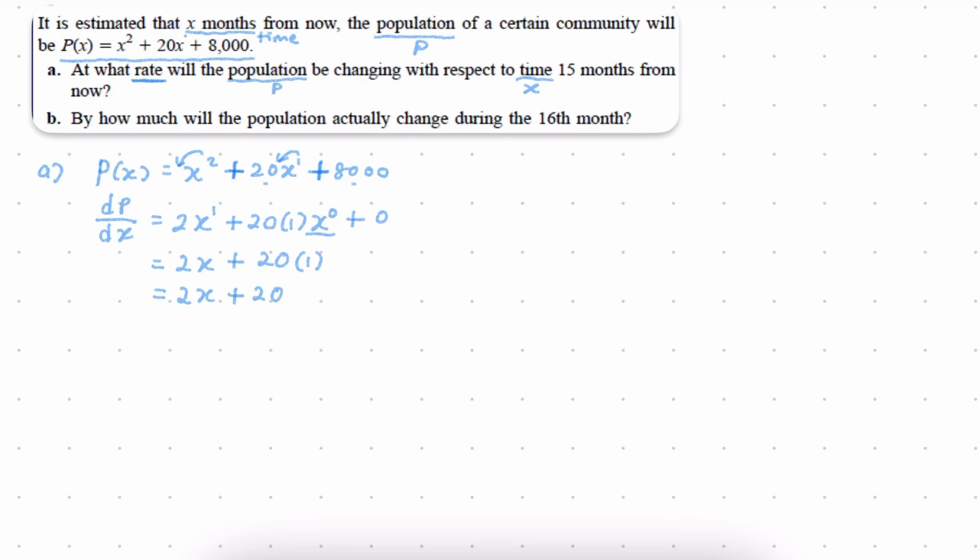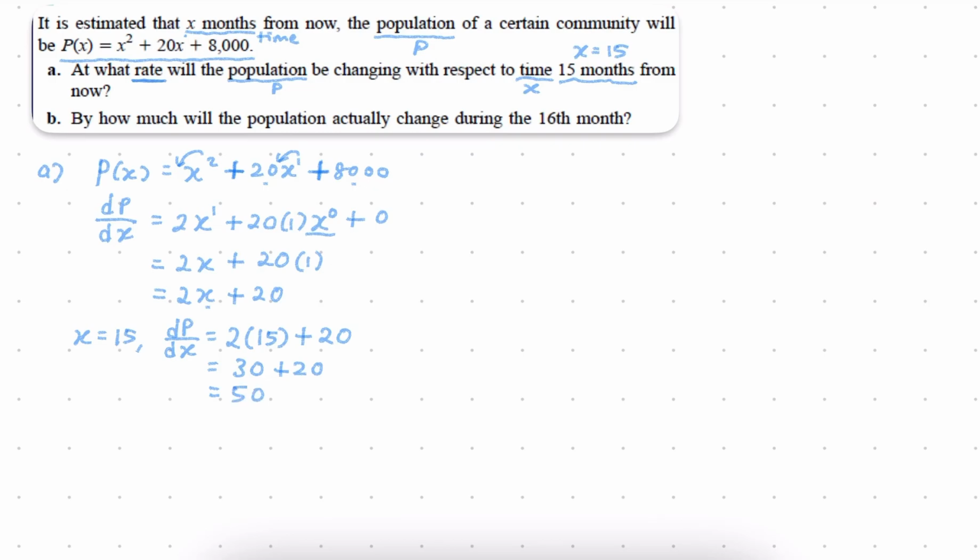But the question, if you read it, says 15 months, which means that specifically we know that the time, the x, is 15. So for question A, x is specifically equal to 15. We want to know what our dP/dx is, so you just substitute x with 15. So 2 times 15, this x we substitute with 15, plus 20, right? 2 times 15 is 30, plus 20, and it's 50.